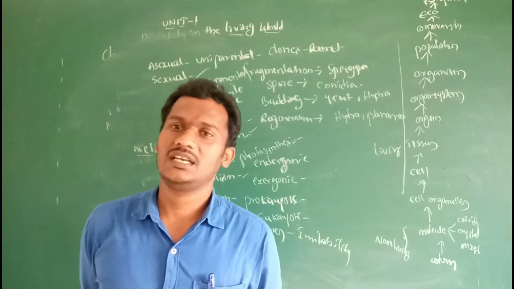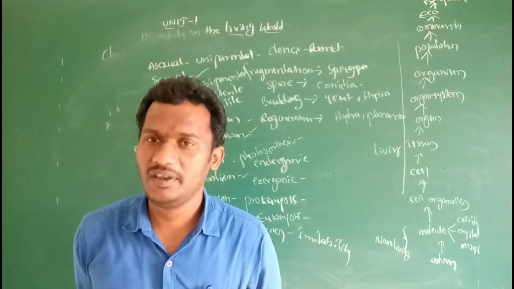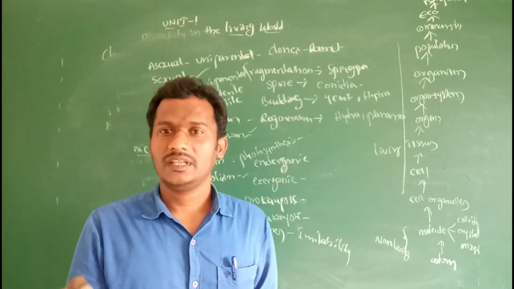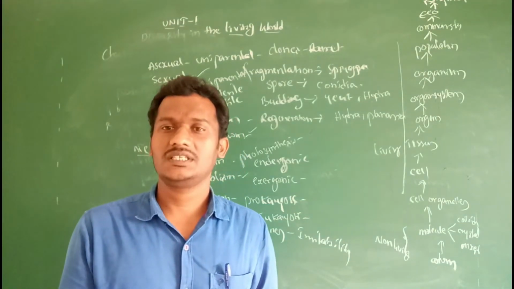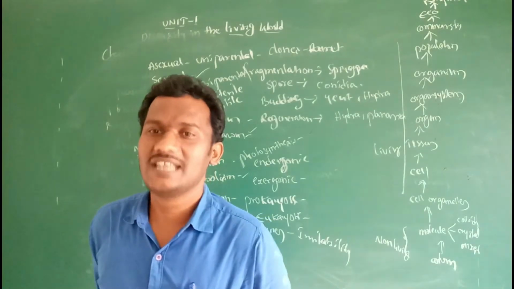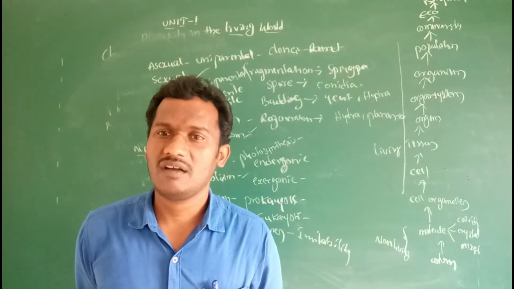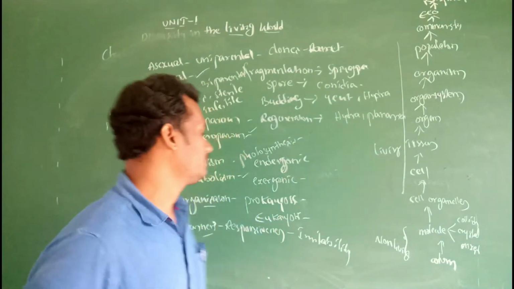So we can take as defining properties of living things: metabolism, then cellular organization, consciousness, irritability, responsiveness.